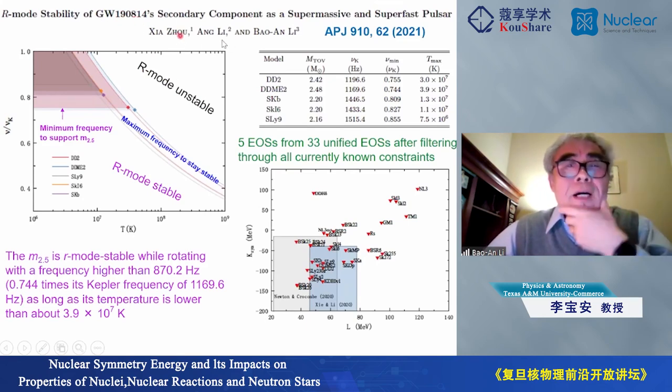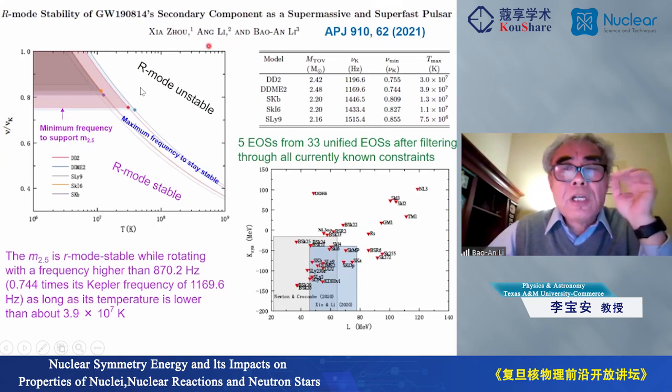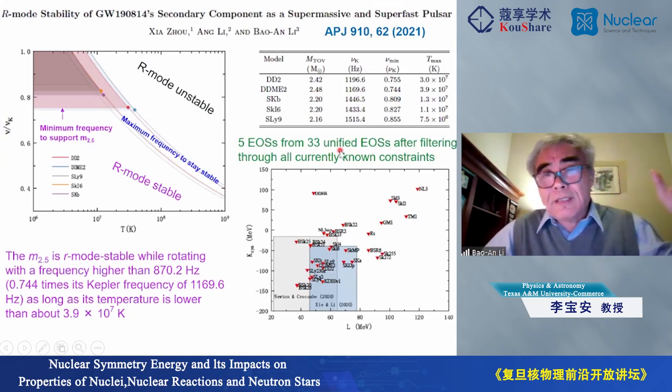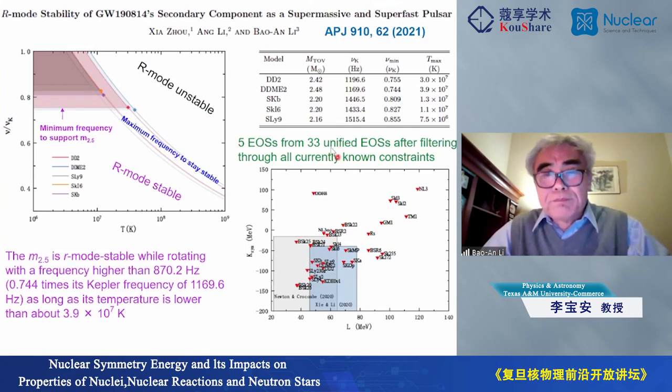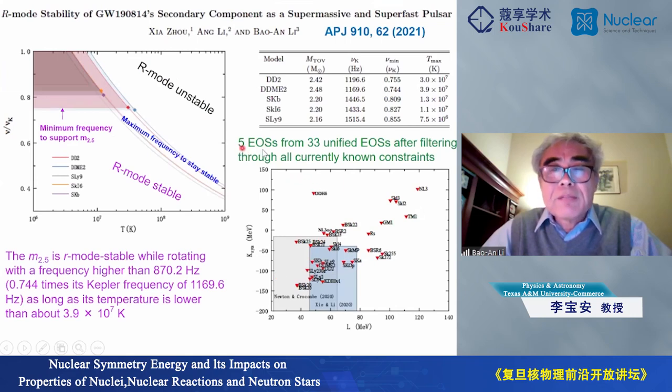Zhou Xia and Liang did a calculation. We started from 33 uniform equilibrium states, calculated using the same effective interaction from the surface all the way to the core, okay? And then we ran those equations of state through all currently known filters constrained on the equilibrium state. At the end, only five of them survived.